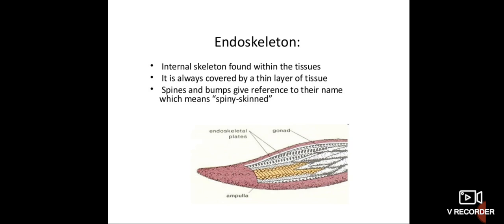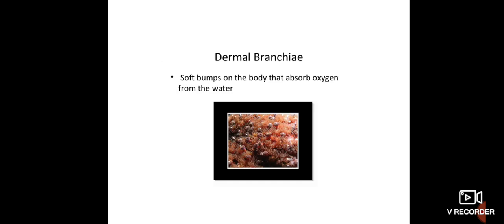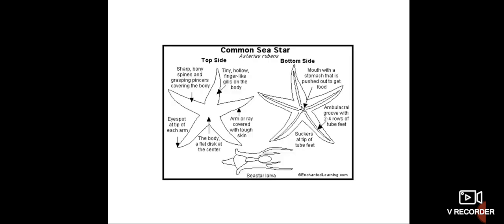Endoskeleton, internal skeleton found within the tissues. It is always covered by a thin layer of tissue. Spines and bumps give reference to their name, which means spiny skinned. Dermal branchiae: these organisms show soft bumps on the body that absorb oxygen from the water. The common sea star, Asterias rubens, shows a central mouth on the bottom side with a stomach that is pushed out to get food.